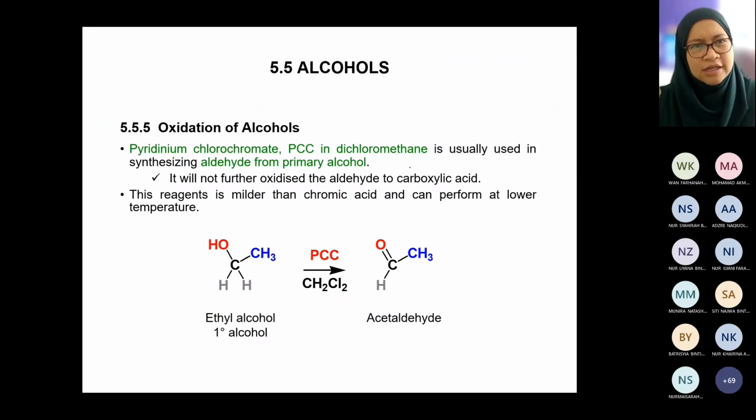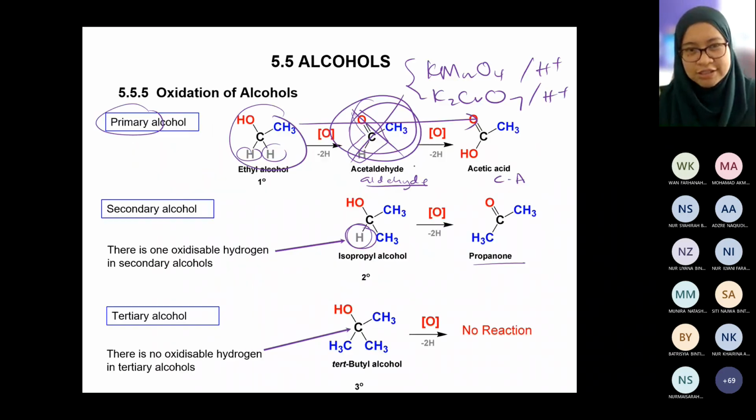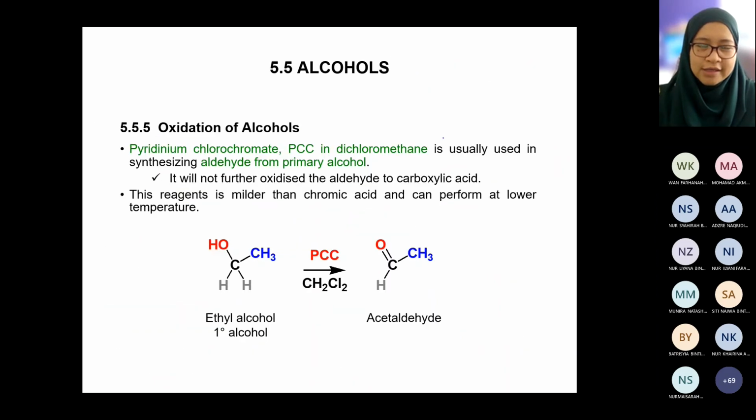So, macam mana kalau kita nak stop dekat aldehyde? Tak naklah sampai carboxylic acid, nak stop sampai aldehyde je. So what should we do? What can we do? Okay, so the option is to use this PCC. Okay, so this PCC is known as pyridinium chlorochromate, atau you can represent it as PCC. Okay, you may use PCC. Maksudnya PCC in dichloromethane is usually used in synthesizing aldehyde from primary alcohol. It will not further oxidize the aldehyde to carboxylic acid. Maksudnya dia akan stop dekat aldehyde saja.